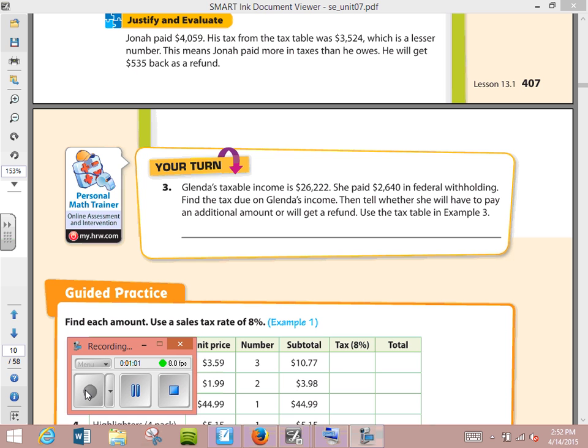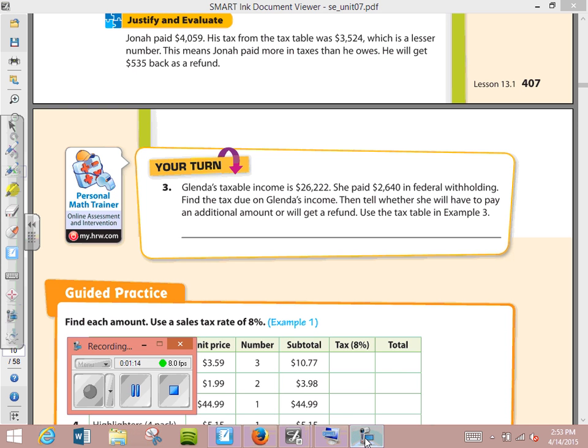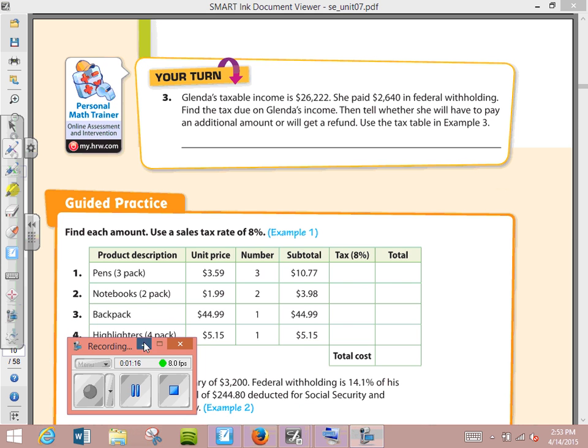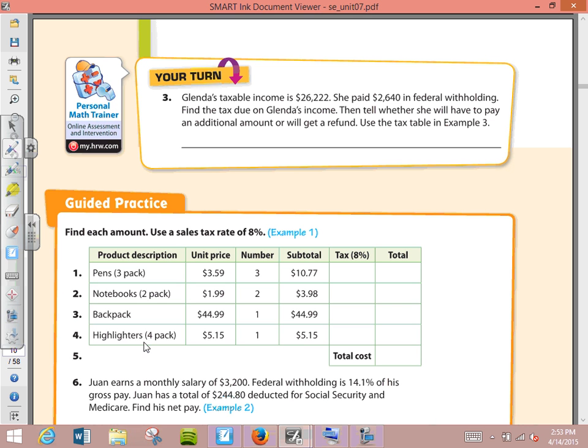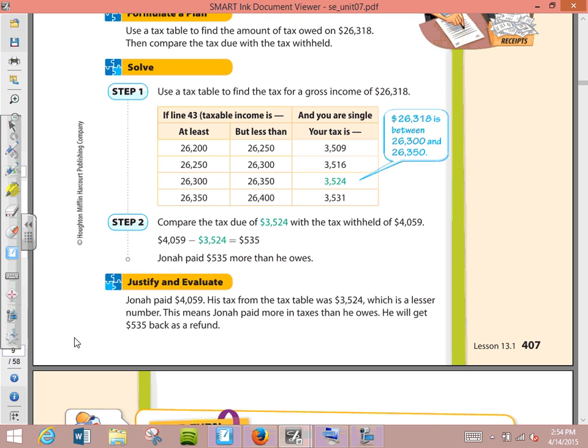So she has a total of 26,220. Oh, I hate this thing. Hang on. So she has this much money in taxable income, right? You have to find the bracket. Everyone has a specific tax that you have to pay if you're within a certain bracket. So you will have to go and find that number, 26,222, in this table.